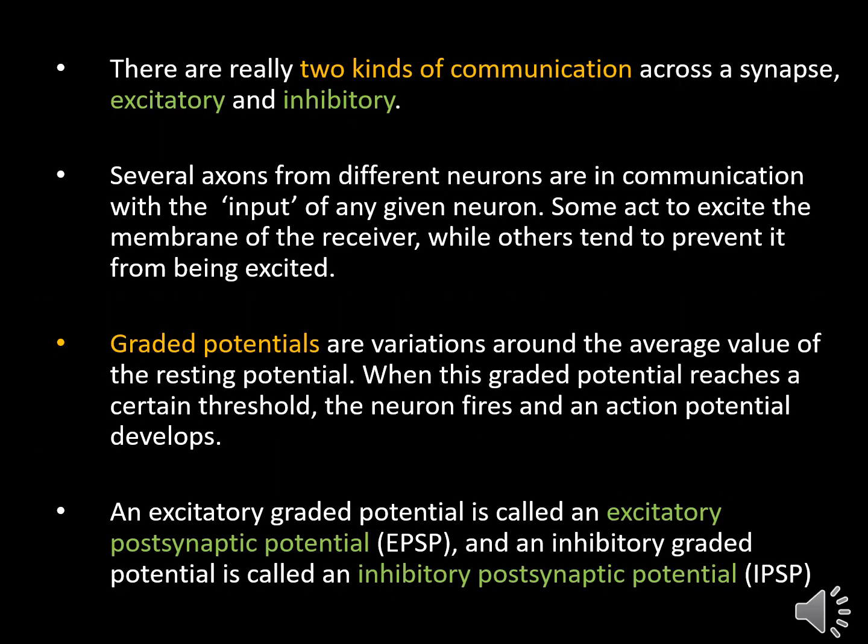There are really two kinds of communication across a synapse, excitatory and inhibitory. Several axons from different neurons are in communication with the input of any given neuron. Some act to excite the membrane of the receiver, while others tend to prevent it from being excited. Graded potentials are variations around the average value of resting potential. When this graded potential reaches a certain threshold, the neuron fires and an action potential develops. The excitatory graded potential is called excitatory postsynaptic potential, and an inhibitory graded potential is called an inhibitory postsynaptic potential.